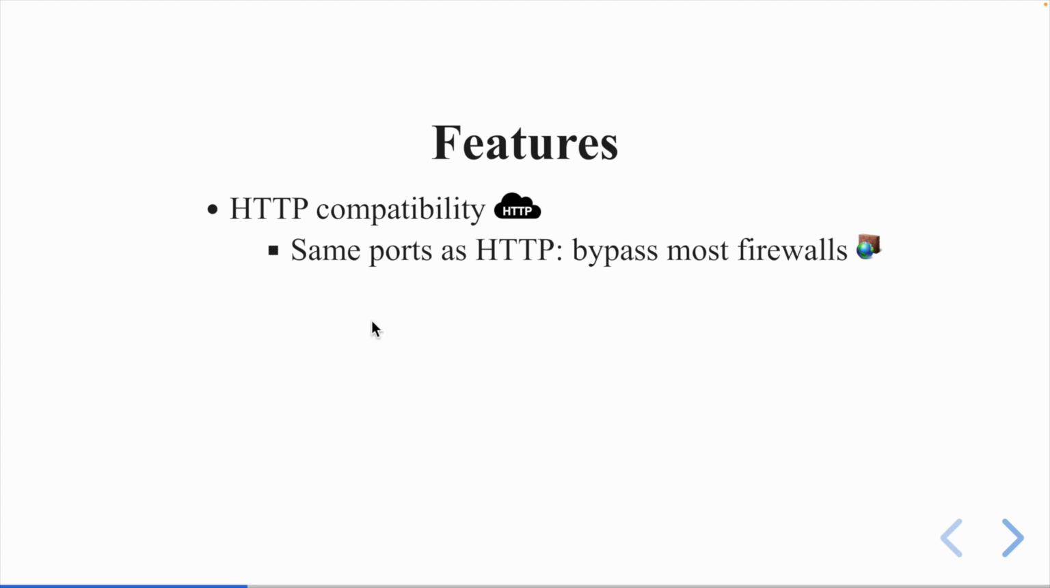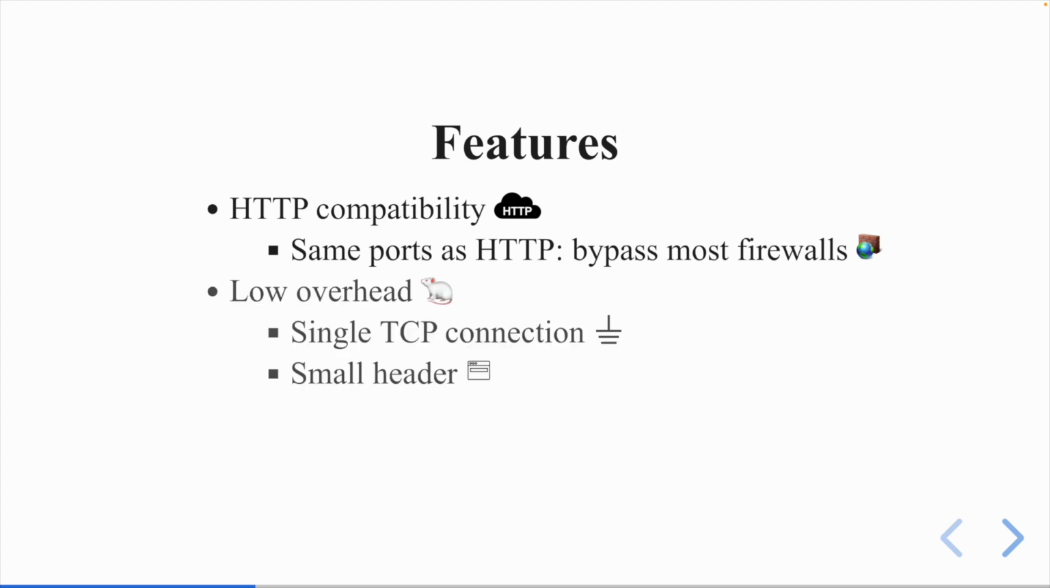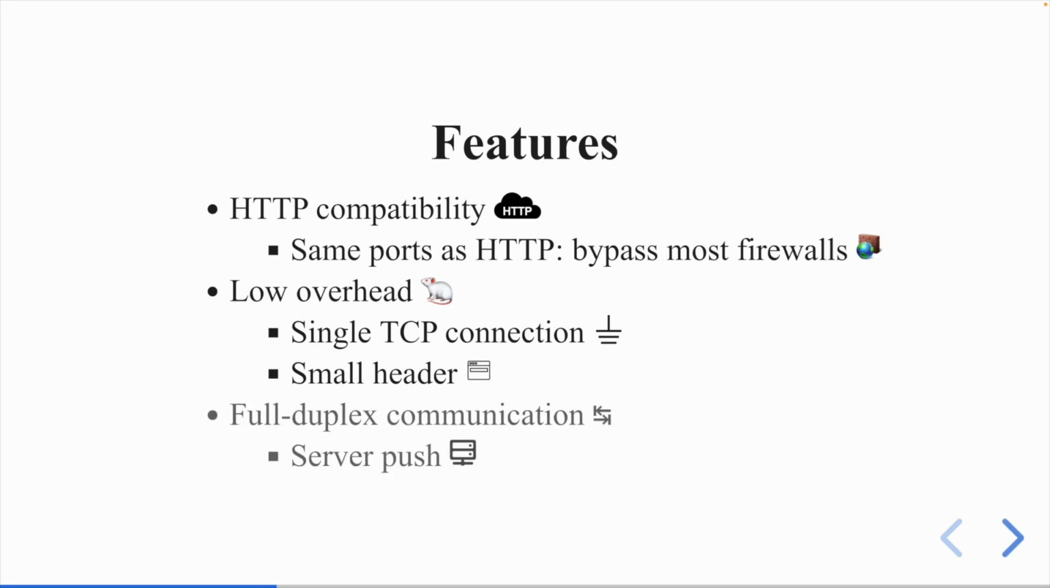Its features include the following. First, it is compatible with HTTP. WebSocket uses the same port as HTTP, and WebSocket Secure uses the same port as HTTPS, which means any firewall that allows HTTP will also allow WebSockets. Second, it's low overhead. It uses a single TCP connection, and it uses a very small header, as we'll see later. It's also full duplex, so the server can push information to the client.